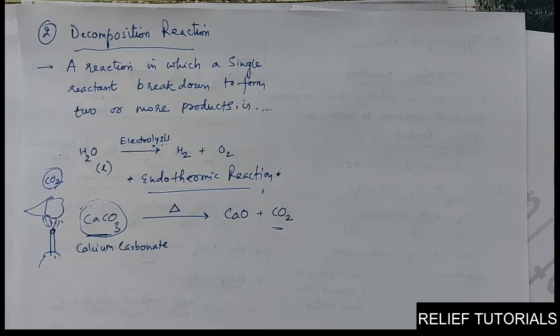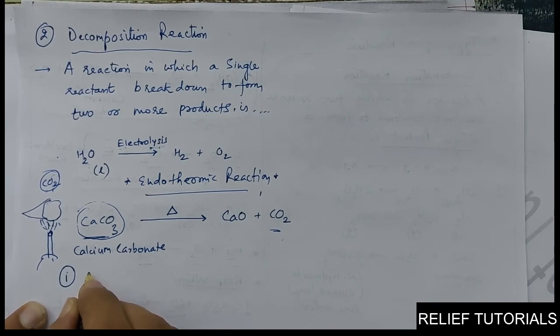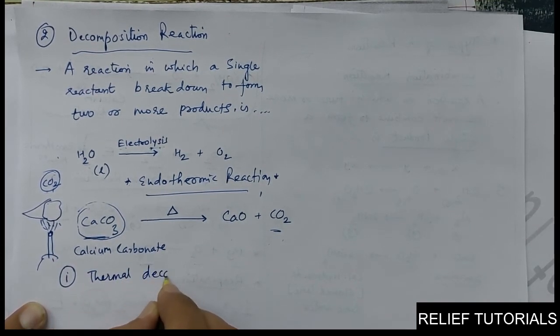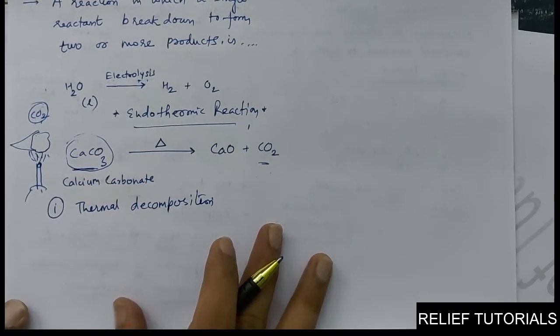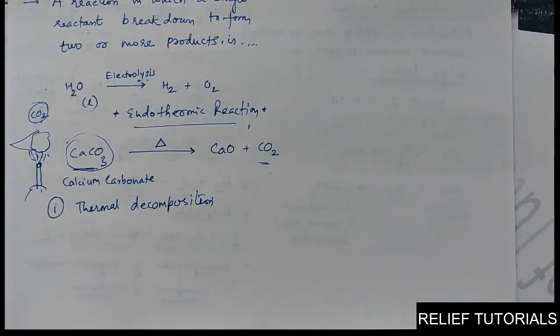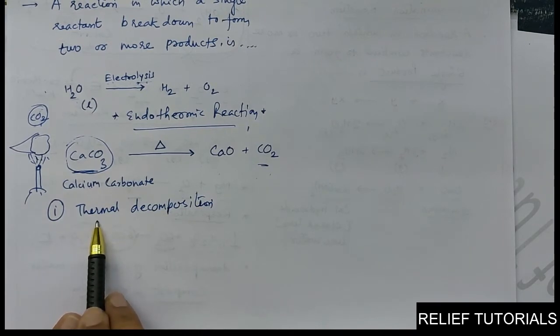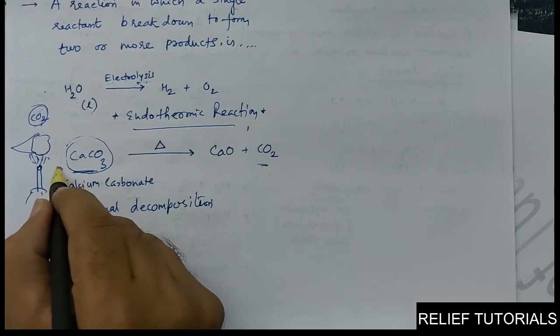Based on which type of energy we are providing, we have different types of decomposition reactions. The first type is thermal decomposition. Thermal means heat. So the decomposition occurred due to heat is called as thermal decomposition. So this is the example of it.